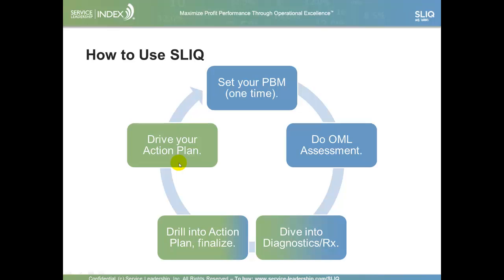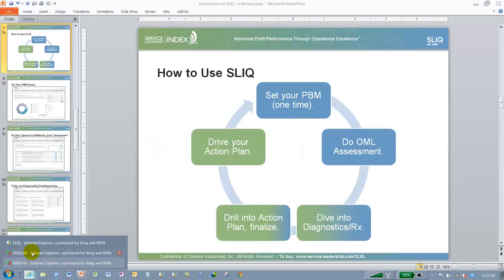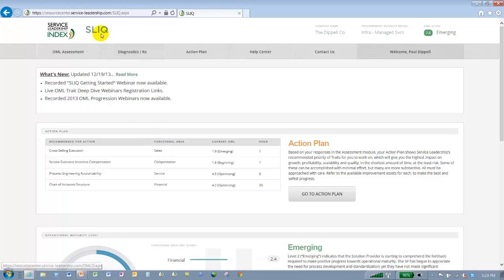You don't need to set up your PBM again. When you reassess your operational maturity, which we suggest you do each quarter, you'll then go back into diagnostics and reprioritize your action plan and drive it again. So let's dive into SLIQ right now and take a look at it. I'm going to keep recording here, and we'll go ahead and show you SLIQ.